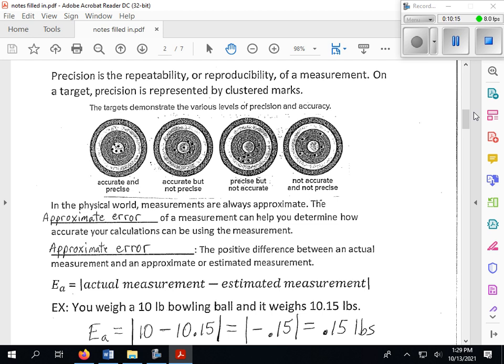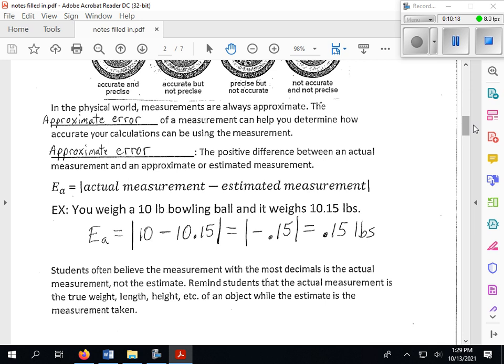All right, fill in what you need to fill in on this next part. Approximate error.